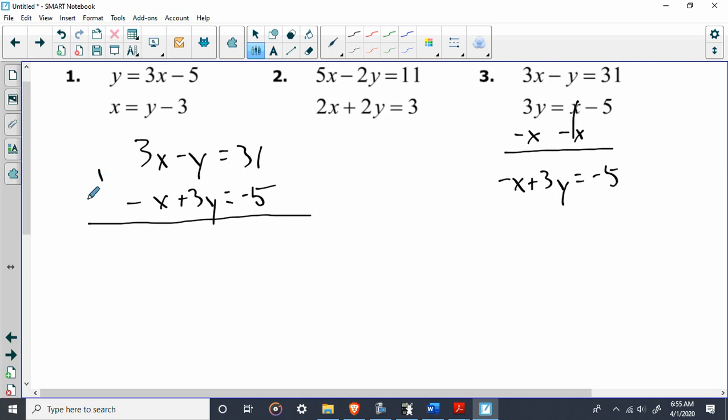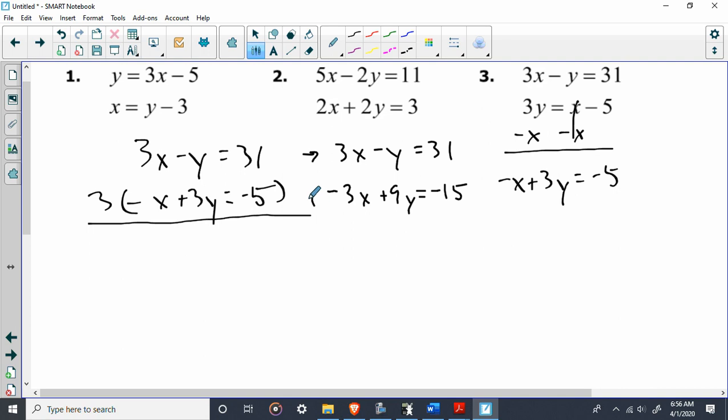Let's multiply the bottom one by 3. Why? Well, then I'll have positive and negative 3x. So this top one's going to stay the same. And on the bottom, I'll have negative 3x plus 9y is equal to negative 15. Now, if I go ahead and add these together, what am I going to get? 8y is equal to 16, and it's all very familiar from there, right?